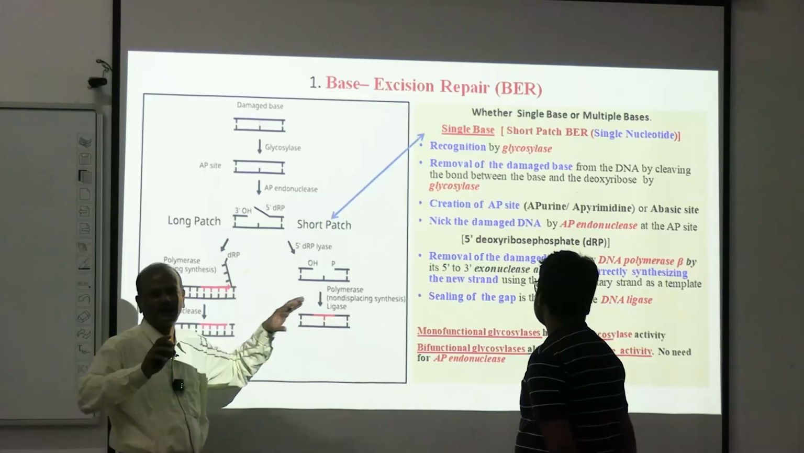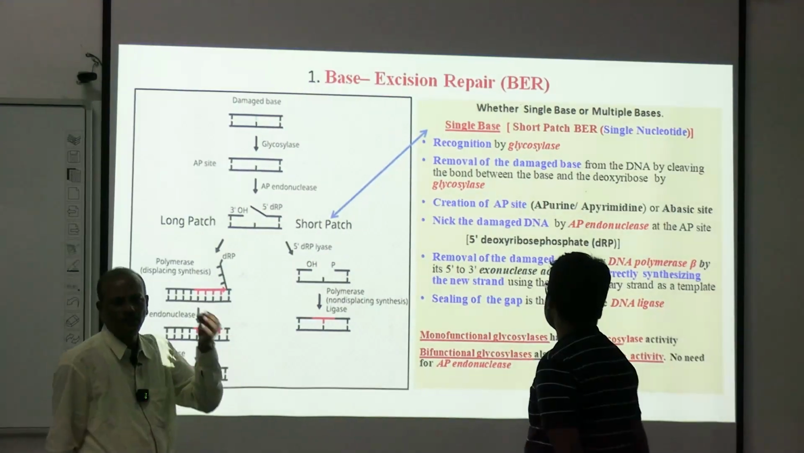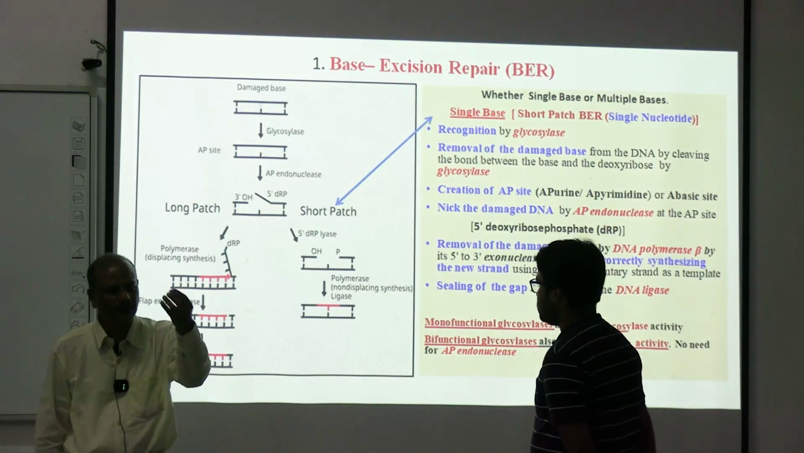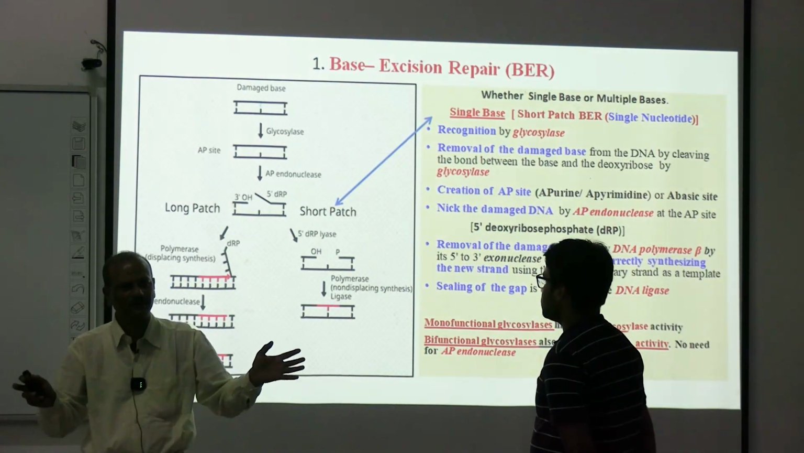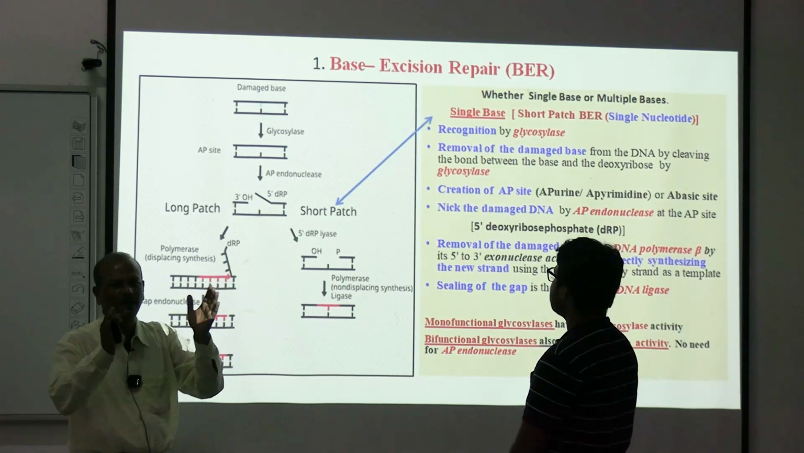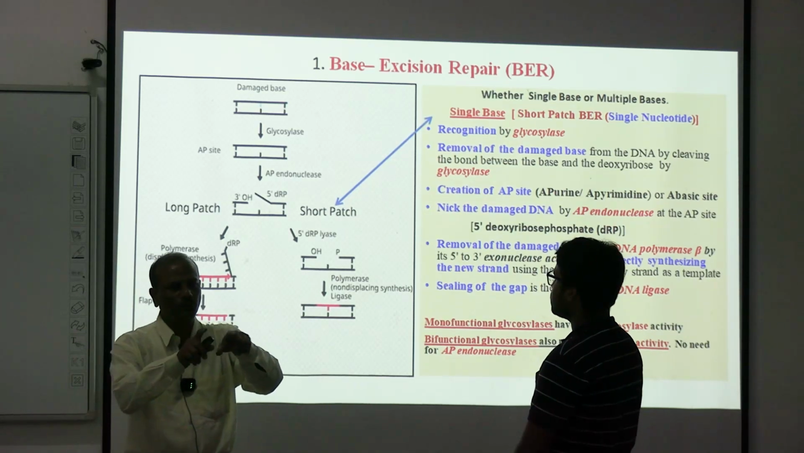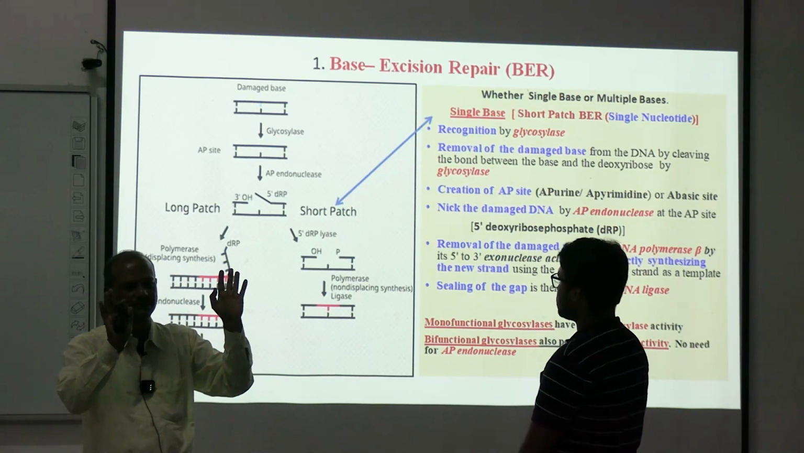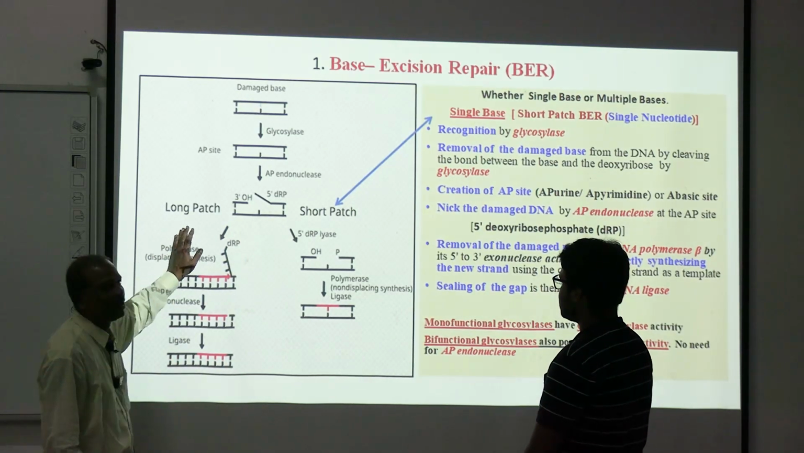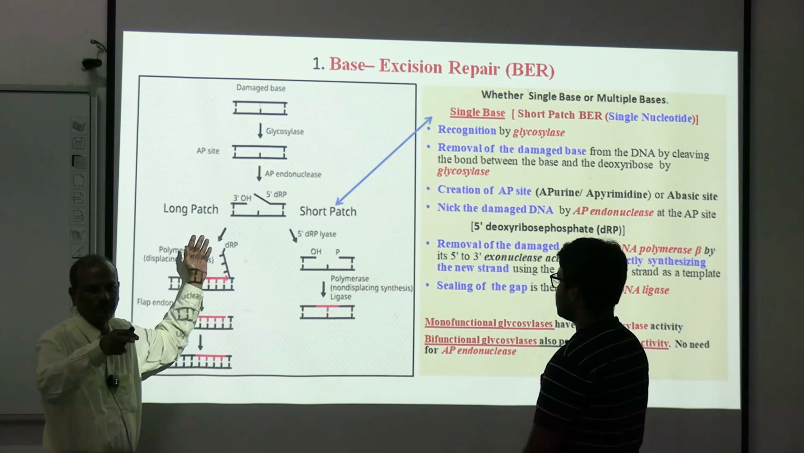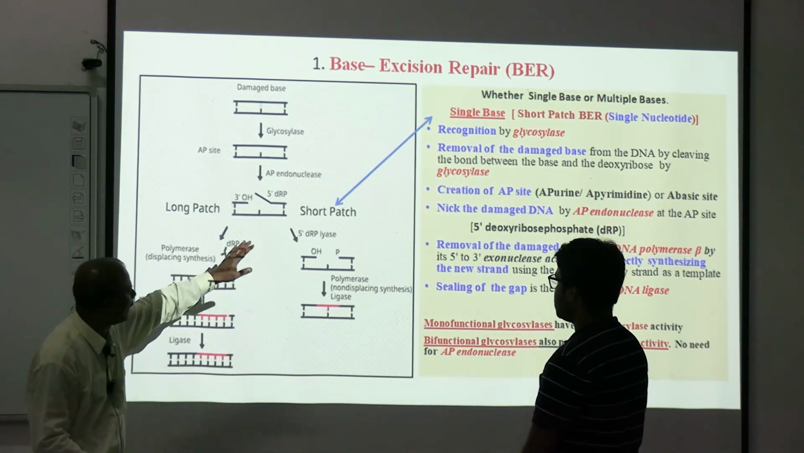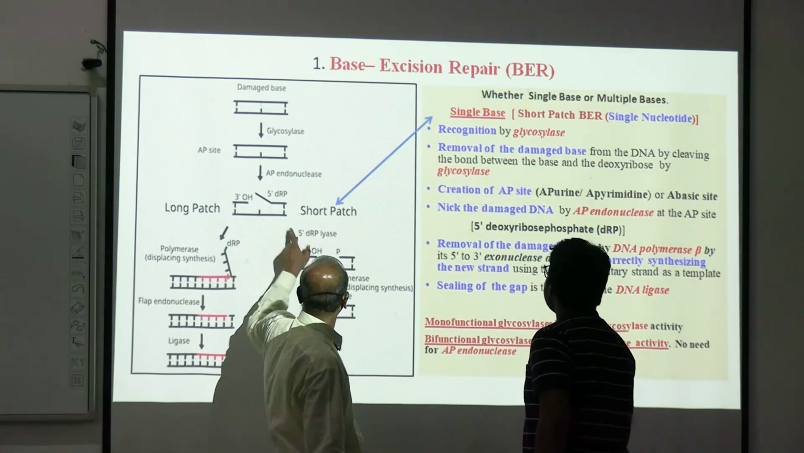Out of so many bases, if only one base is by chance methylated or has undergone apurination or apyrimidination, whatever it is, so only one base is involved, then the short patch will be used. Suppose the damage is a little more extensive, so up to say 10 bases are defective, then the base excision repair will involve the long patch. If it is something more, then nucleotide excision repair will be there, that I will discuss tomorrow. So this is basically, you understand. Here a nick will be made.